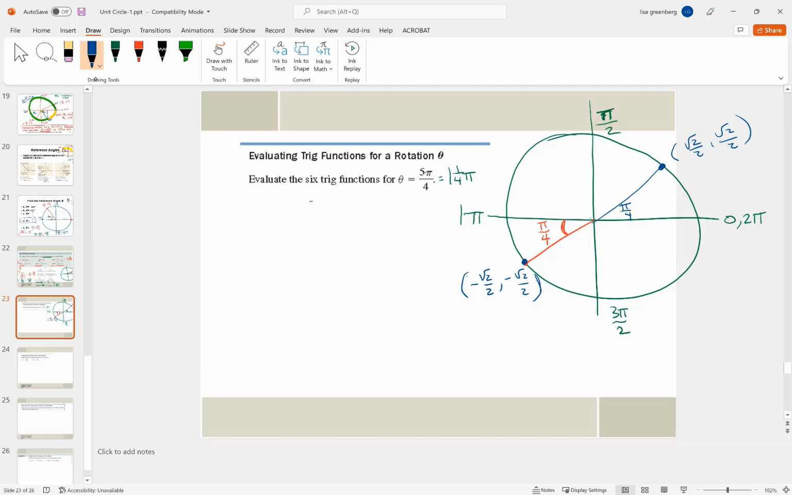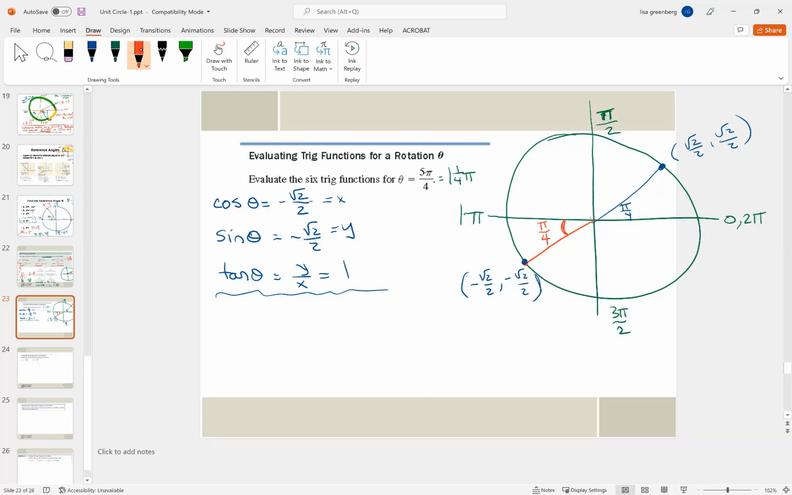So now if I want to evaluate the 6 trig functions, my cosine of theta is my x, so it's negative the square root of 2 over 2. My sine is my y, again negative the square root of 2 over 2. My tangent, so here let me write x, y, is y over x, or sine over cosine. Since they're the same, it's really just going to be 1. Negative square root of 2 over 2 over negative square root of 2 over 2 is 1. So those are my 3 main ones.